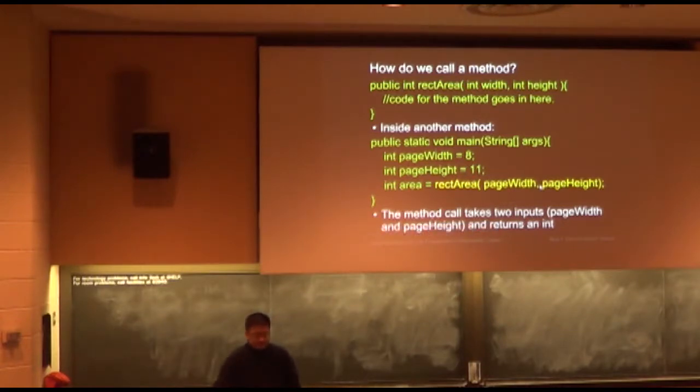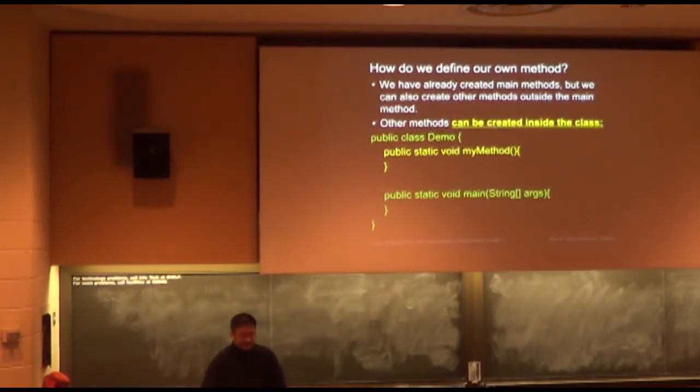Does the method rect area have to appear before the main method? Good question. So the question is, does the method rect area have to appear before the main method inside the class? And the answer is no. So as far as the class is concerned, the methods exist in any order, and it will find the method that it needs, or it will find the main method based on the name of the method.